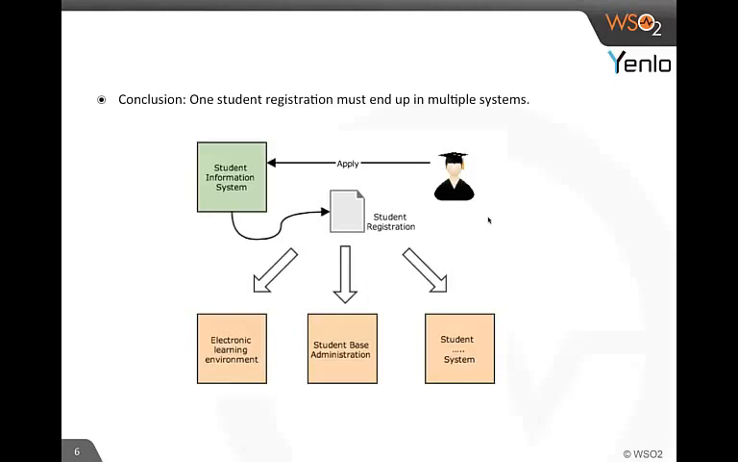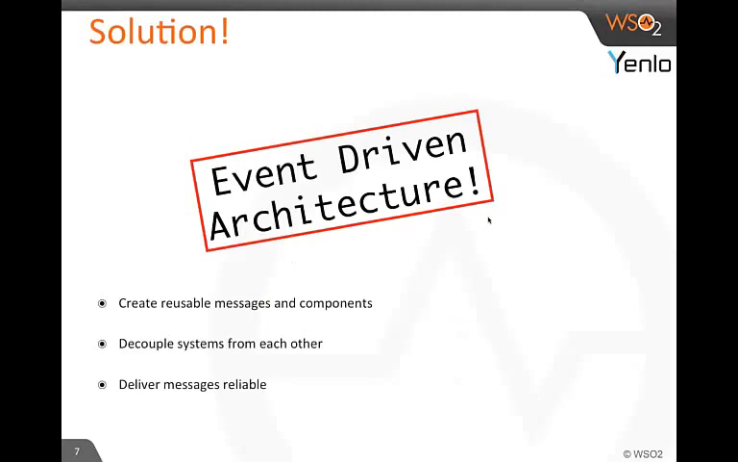To support the student registration process, we've come up with an event-driven architecture. Within this event-driven architecture, we've created multiple reusable messages and components. We've done this to decouple systems from each other and to deliver messages reliably. Since we want a flexible environment, it's important for the customer that none of the existing components need to be changed because of other components being added to the architecture.